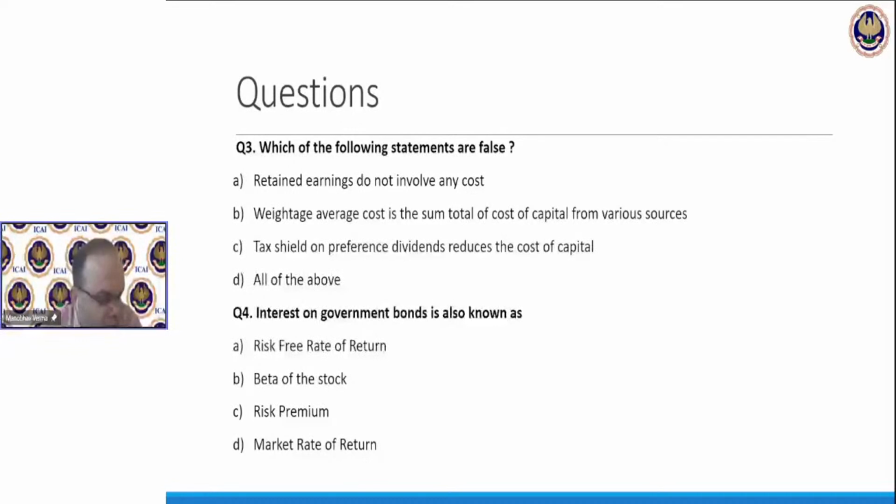Okay, for question number 3, I'm getting two different answers, right? Some people are saying D, some people are saying C, some people are also saying A. Yes, the question is which of the following statements are false? Retained earnings do not involve any cost. Yes, they do. That definitely this is false.